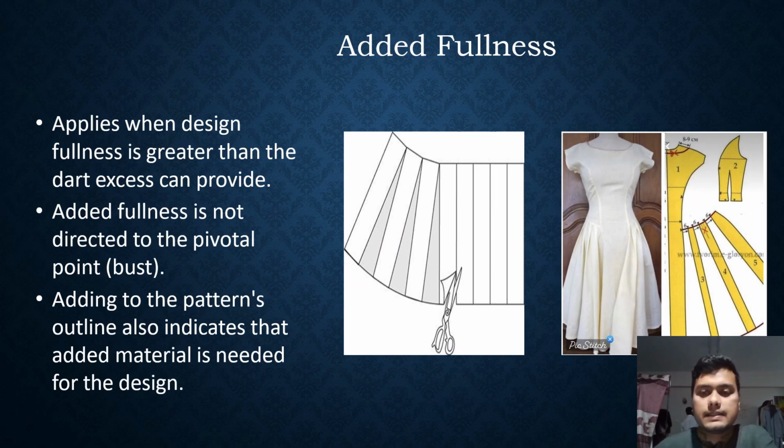Added fullness. This is another way to provide a shape in a specific area of the garments. And here is the example I provide. That is the example after added fullness, and it refers to increasing the amount of fabric in the design to create volume or texture. And there is a benefit: it can create a dramatic or feminine effect.